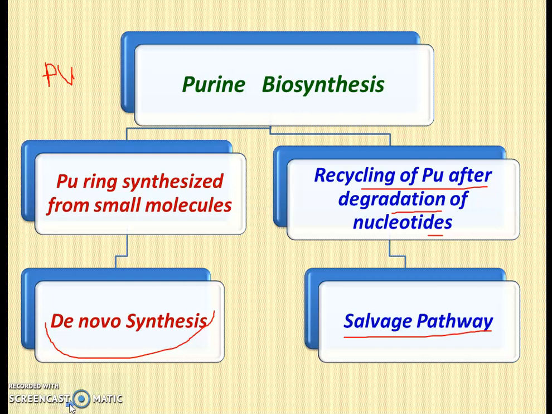The nucleotides are adenine, guanine, thymine, cytosine, and uracil, which are divided into purines and pyrimidines. Purines are adenine and guanine. Today we are going to deal with the purine biosynthesis.